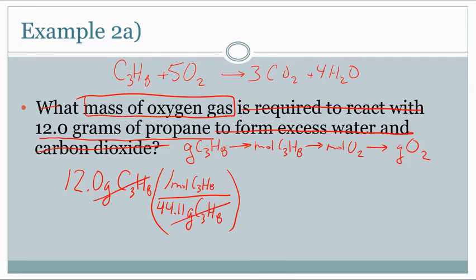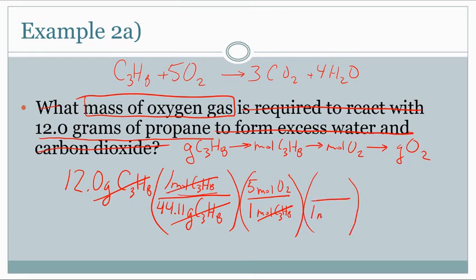I'm going to cancel grams, and now I'm at moles. So now I want to multiply by my mole ratio. Moles of C3H8 on the bottom, moles of O2 on the top. For every 1 mole of C3H8, I need 5 moles of O2. That's going to cancel. And then my very last step, I'm going to go from moles of O2 to grams of O2. 1 mole of O2 has a mass of 32 grams. That's the molar mass. So I'm going to cancel that.